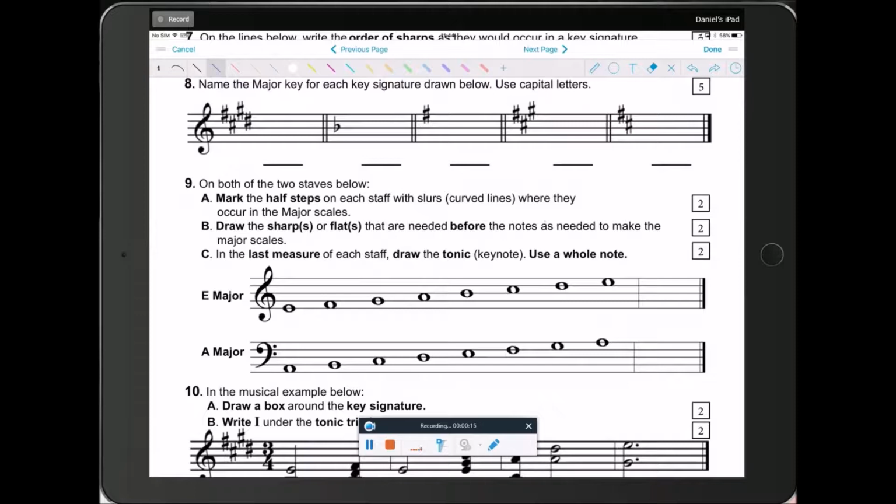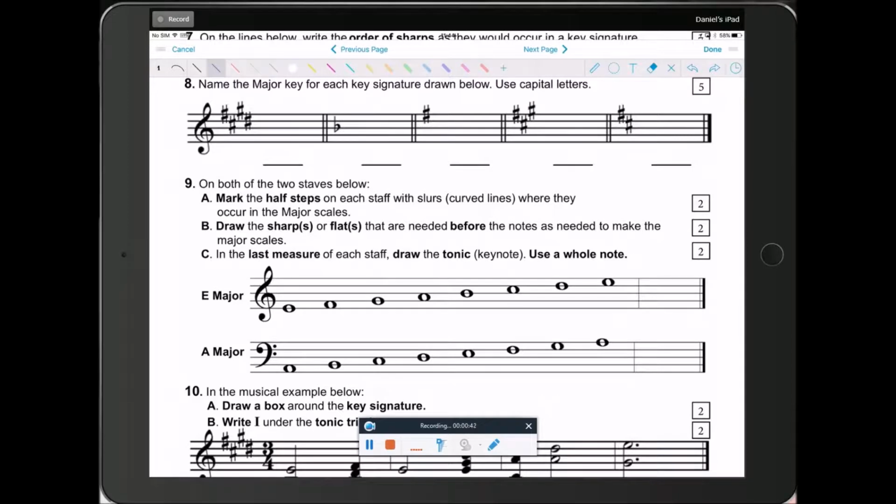Question 9 says, on both of the two staffs below, A, mark the half steps on each staff with slurs, curved lines, where they occur on the major scales. B, draw the sharps or flats that are needed before the notes as needed to make the major scales. C, in the last measure of each staff, draw the tonic keynote, use a whole note.